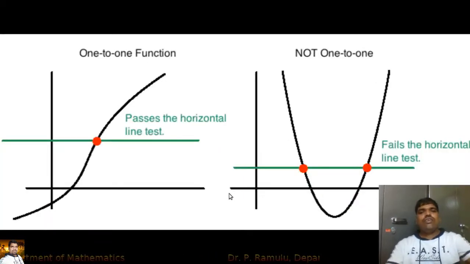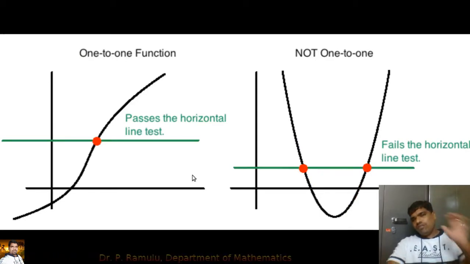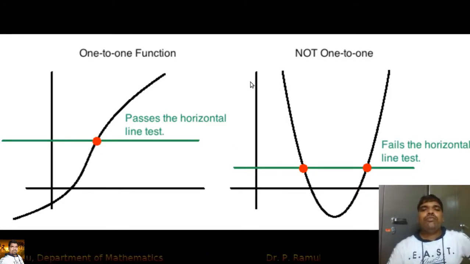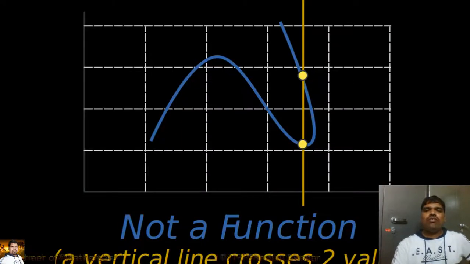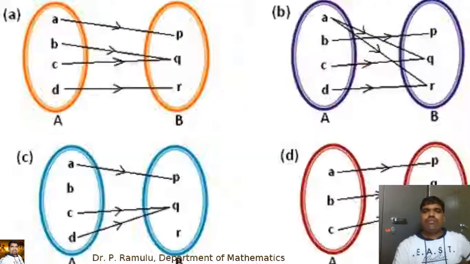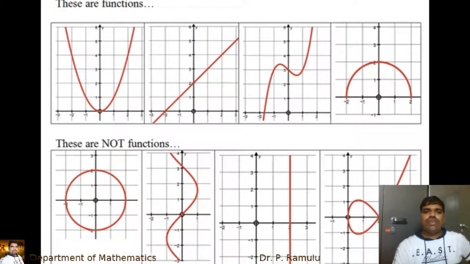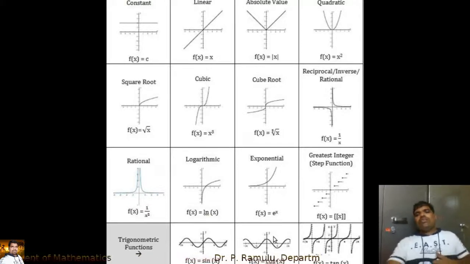So you can use that other definition also. Simply use the sine graph. That is not a one-to-one function. Distinct elements have the same images here, you can observe. So this is not a one-one function.